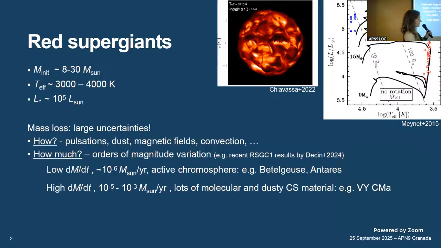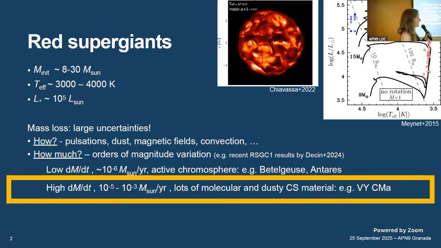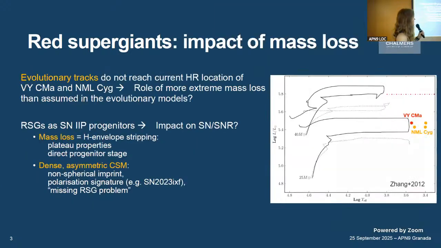And then you have the more extreme ones that appear as OH/IR stars with mass loss rates upwards of 10 to the minus 5. And the poster child there would be VY Canis Majoris, which I will bring up later, but that's not quite my pet object for this talk.